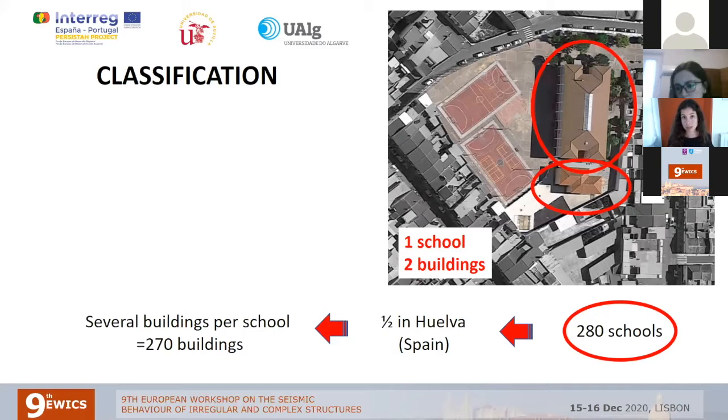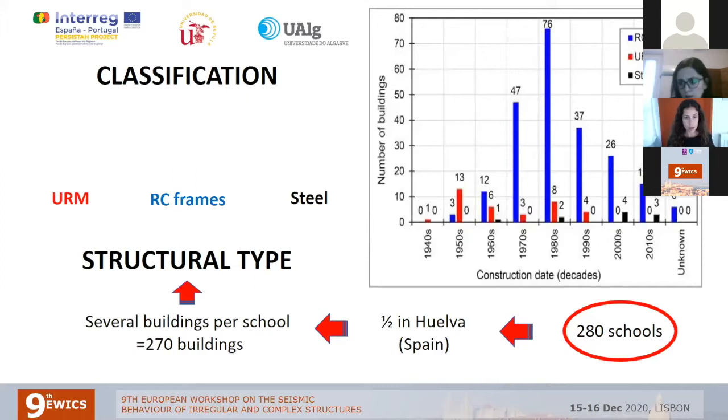Now, the first thing that we did was to classify them based on their structural type. Most of you would be able to identify these three types blinded, right? So steel buildings, few of them, URM buildings and reinforced masonry, some of them, probably the oldest ones, but most of them, with a good 83% of them, are reinforced concrete frame buildings. And that's why we concentrated on that typology. And now I'm going to zoom in on that typology and tell you more about it.